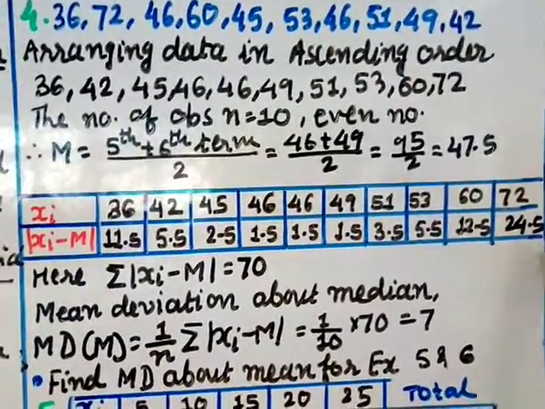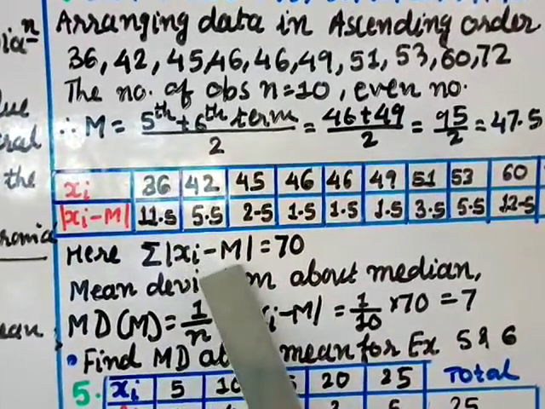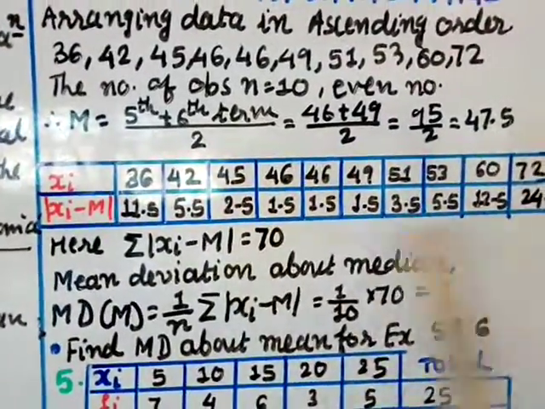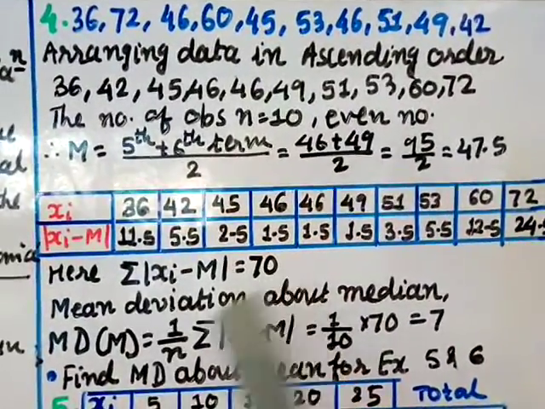There was no space, so the sum total of these, that is sigma modulus of xi minus m, if you sum this, gives you 70. So find the sum total. You can write it here, or I have written it separately.